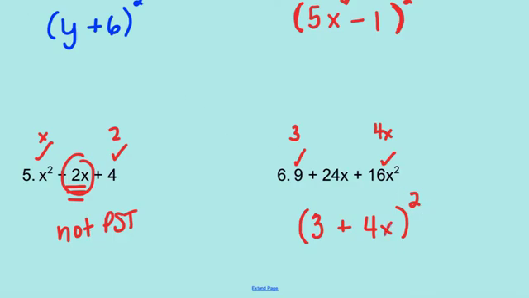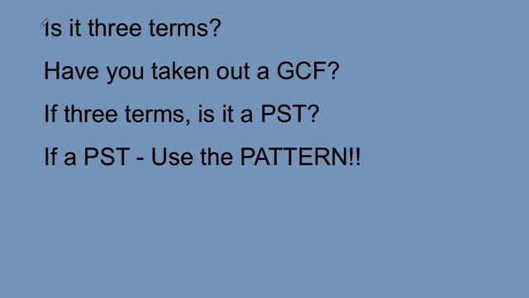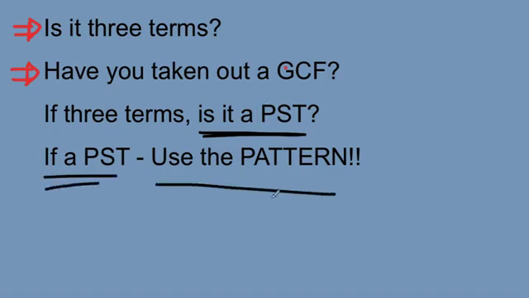Let's just recap. We want to always check, is it 3 terms? Have you taken out a GCF? If it's 3 terms and you've taken out a GCF, before you go on to any other kind of factoring, ask, is it a PST? Is it a perfect square trinomial? And then if it is a PST, use the pattern. It makes it a little bit easier.